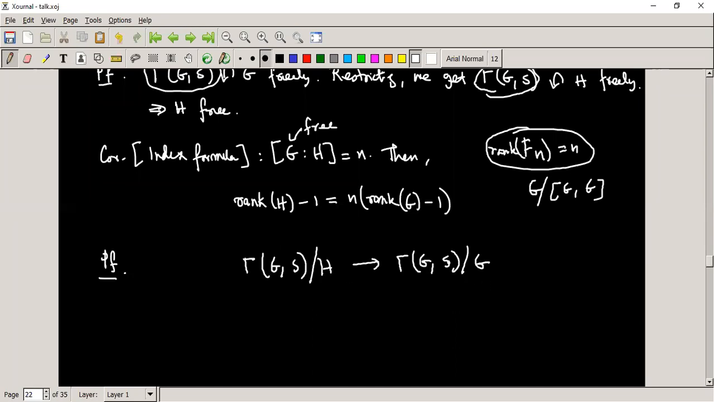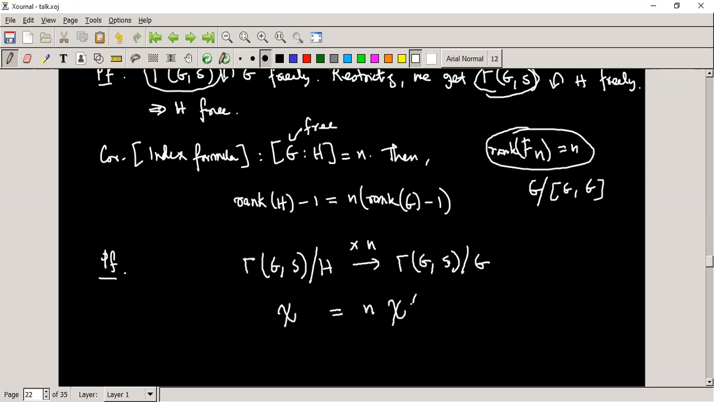You quotient further. So this is a map of graphs, a graph homomorphism. And this is actually a covering map of degree N because H is index N in G. So Euler characteristic of this is N times Euler characteristic of this. But Euler characteristic of this is exactly how much?